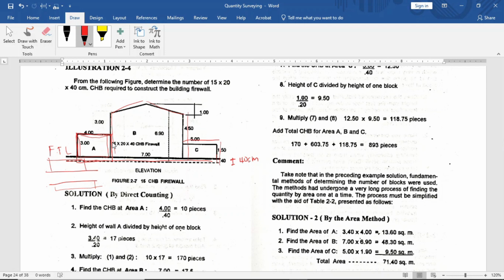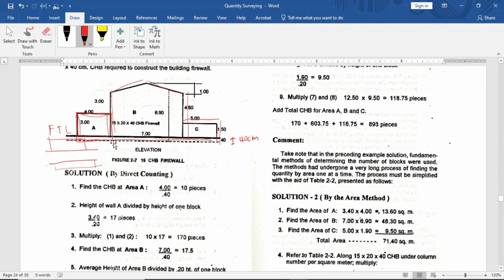So kung ano natin, consider natin is 4 meters by 3.4. So ito yung height ng wall A natin, 3.4. So divided by height ng CHB, 0.2. So ang total is 17 pieces. So multiply lang natin, 10 by 17 is equals to 170 pieces.